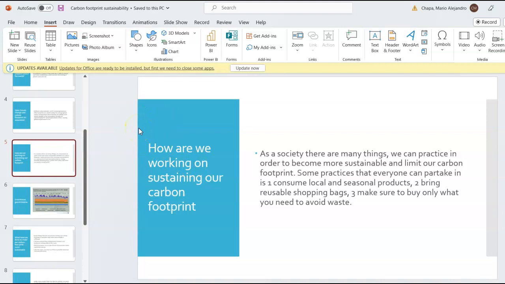How are we working on sustaining our carbon footprint? As a society, there are many things we can practice in order to become more sustainable and limit our carbon footprint. Some practices that everyone can partake in are: one, consume local and seasonal products. Two, bring reusable shopping bags. Three, make sure to buy only what you need to avoid waste.